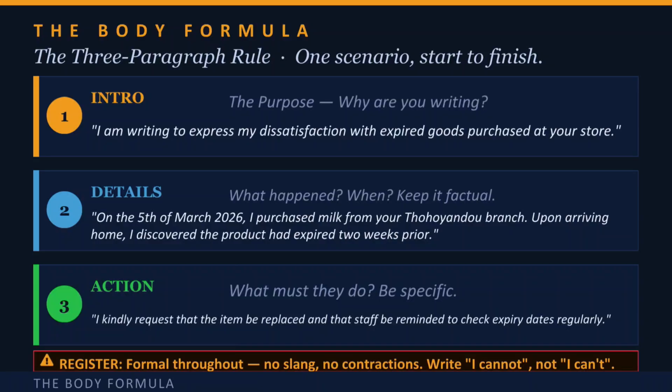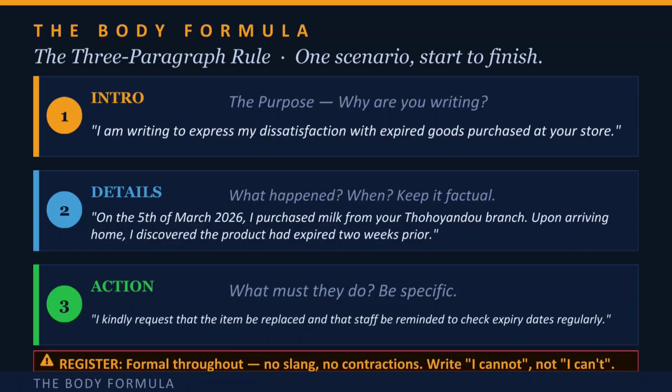Your paragraph number 3. Here you write the action. What must they do? For example, I kindly request that the item be replaced and that staff be reminded to check expiry dates regularly. And strong. Be specific about what you want.